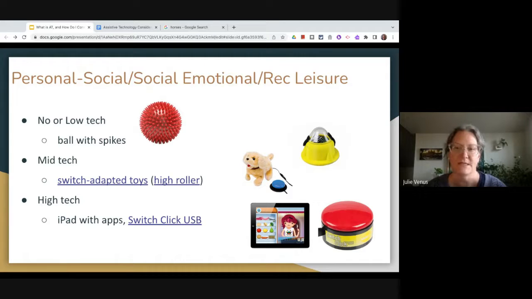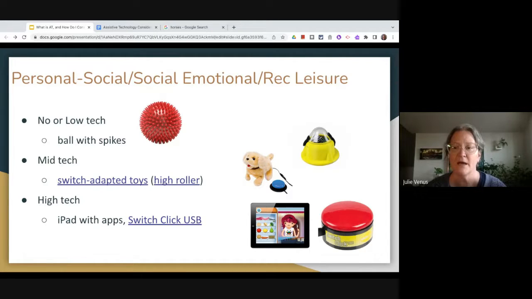Mid tech might be things like switch adapted toys or a dice roller. Like the high roller is one of the 2 Minute Tuesday emails that went out. That basically you just press down on it and it rolls the dice for a child rather than having to hold the dice in hands and then drop them and keep them on the table.